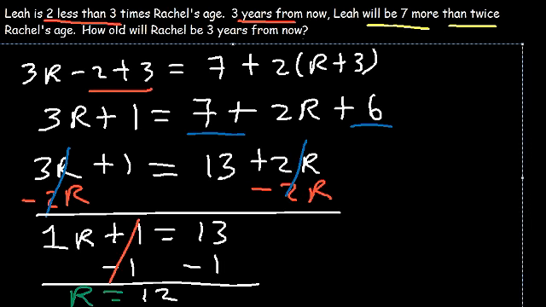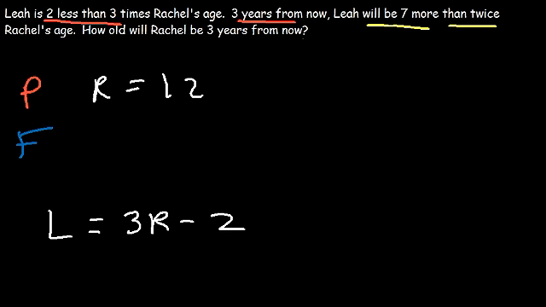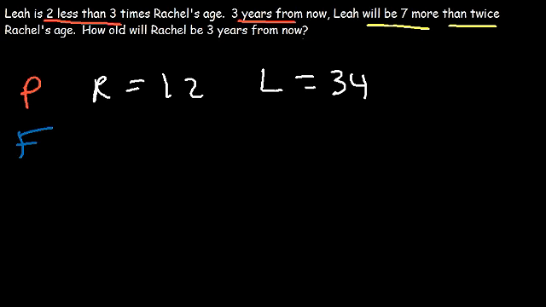So this is Rachel's present age. So at the present, Rachel is 12. Now what about Leah? At the present, we said that Leah is 3 times Rachel's age less 2. So that's 3 times 12 minus 2, which is 36 minus 2, that's 34. Now what about in the future? That is 3 years from now. So 3 years from now, Rachel, she's going to be 3 years older. She's going to be 15. And Leah is going to be 37.